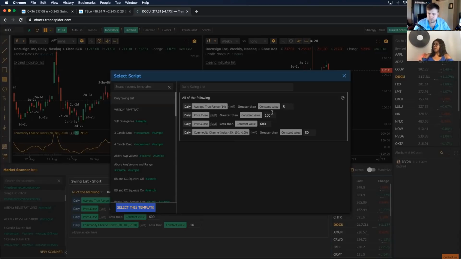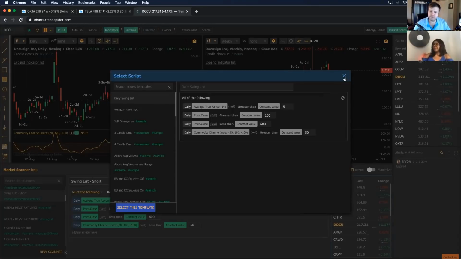And then I have price above 100, but below 600. So that's the price range of the stocks that I'm looking at. And if I'm long that stock, I want my CCI in the daily chart to be above 50. Okay, and Sunday says that's interesting. I agree, that is interesting.